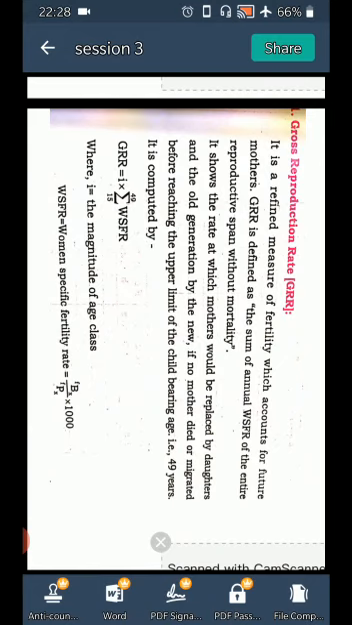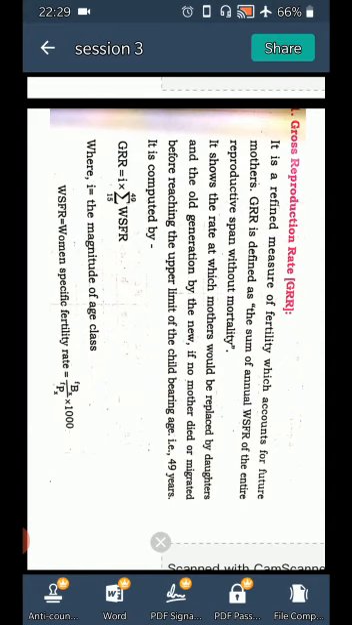To be more specific in the definition, it shows the rate at which mothers would be replaced by daughters and the old generation by the new, if no mother died or migrated before reaching the upper limit of the childbearing age, and that is 49 years. It is computed by the formula GRR is equal to I into summation, where I takes the value from 15 to 49, WSFR. And what is WSFR? It is nothing but women's specific fertility rate.